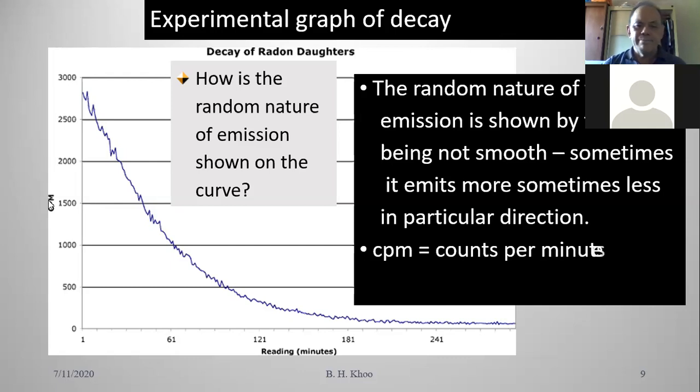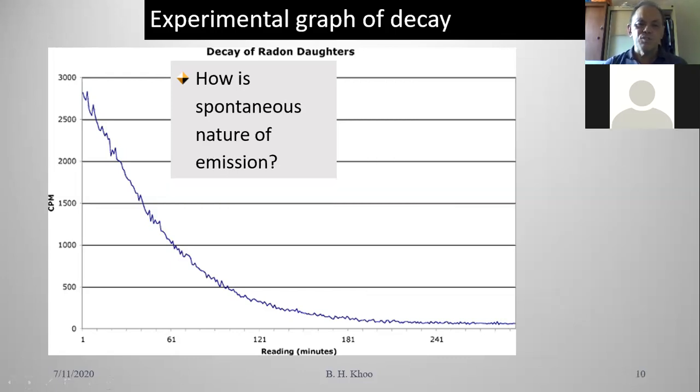CPM here means counts per minute. How many particles do we count being given out in 1 minute. How do we know its spontaneous nature of emission? Well, we can obtain the count rate as it changes with time.